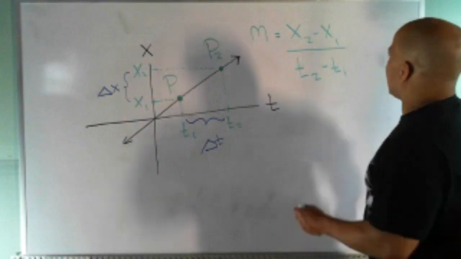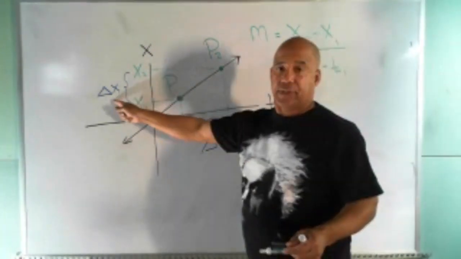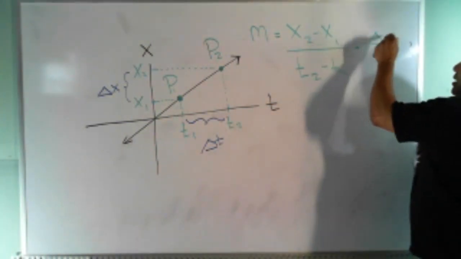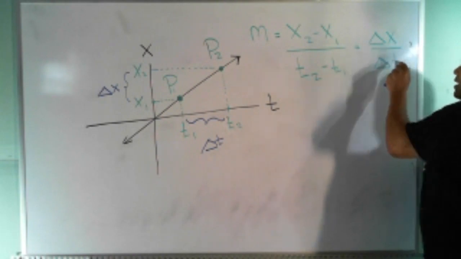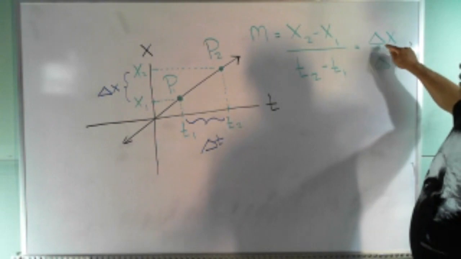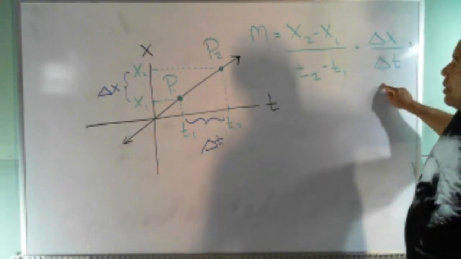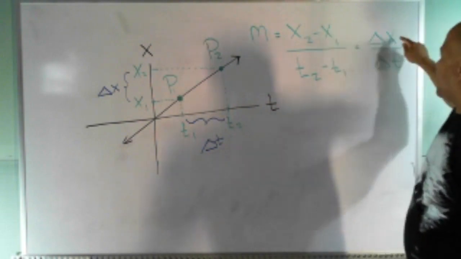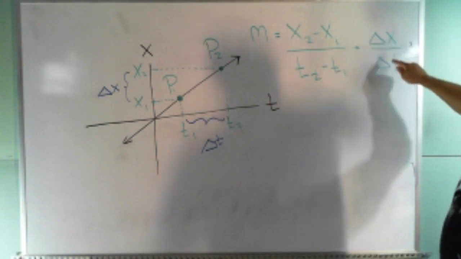Now, notice that we refer to this difference right here as delta x. Another way to think about this is delta x over delta t. And that's the operator in math. They call it change in. The change in x over the change in t gives me the slope. And so I can write it this way if I want a full-blown equation. And this is a shorthand way. We recognize that to be the change in x over change in t.